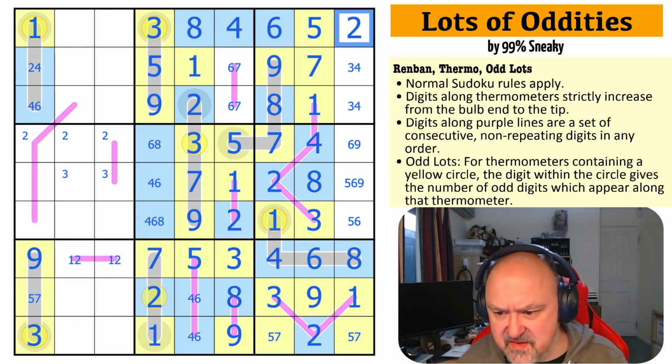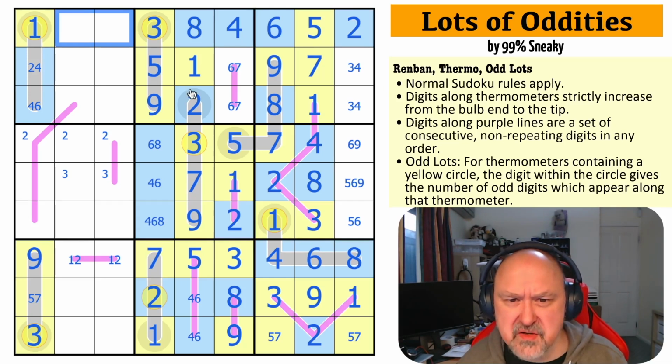Now this is an even digit. So we know what these two are. 1, 2, 3, 4, 5, 6, 7, and 9. Which are both odd, but hasn't helped me much.